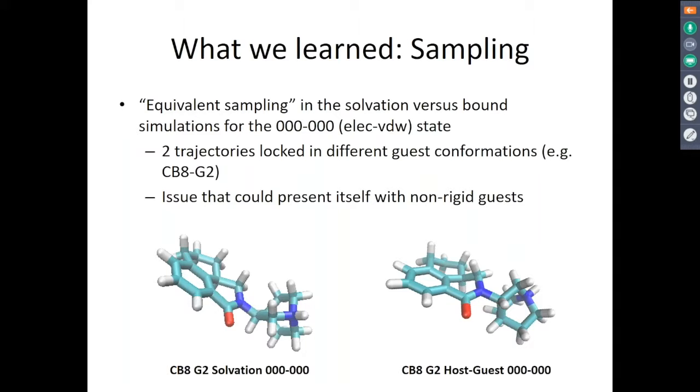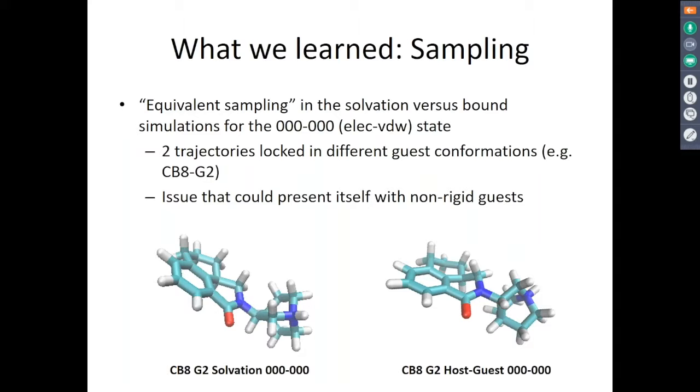So this is obviously problematic. So we were wondering how we could address this problem within our methodology. This is something that we actually hadn't run into before, most likely because any guests that we had entertained in a host-guest system were typically more rigid.